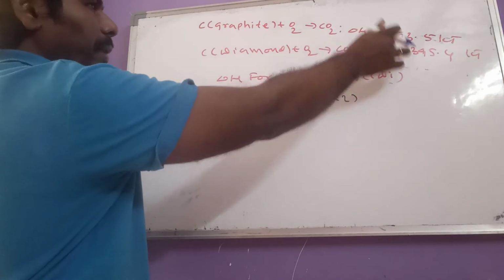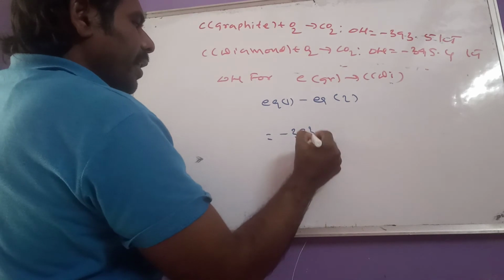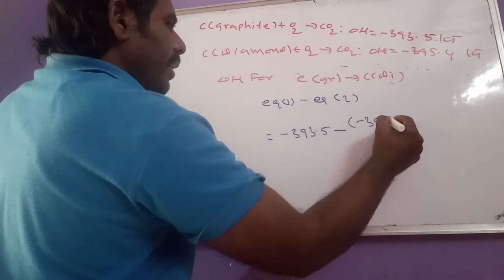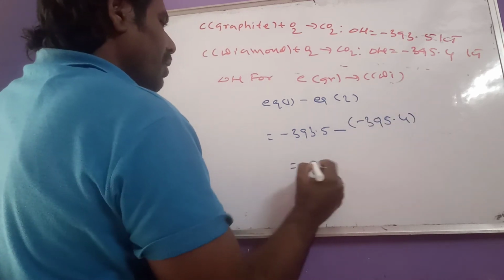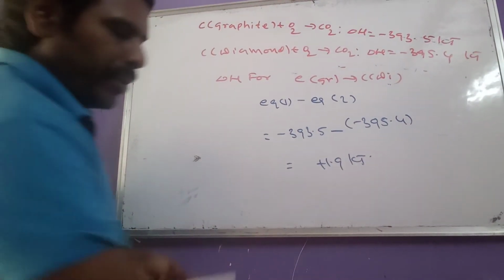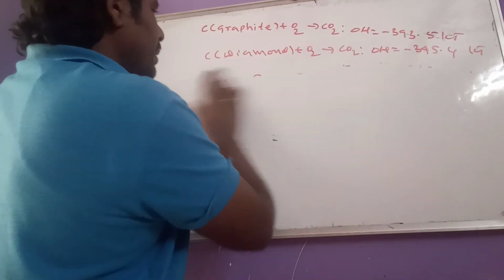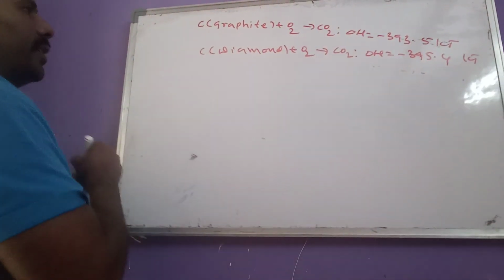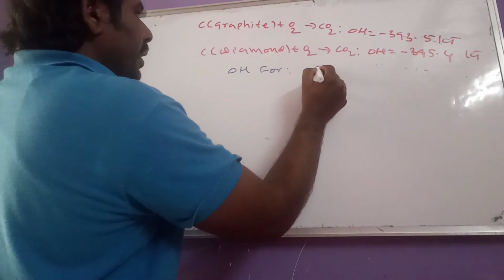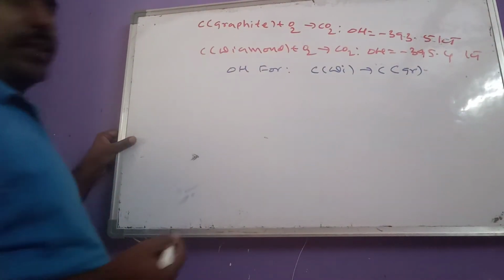The same thing we have to apply for the delta H values. Equation 1, delta H value minus 393.5 kilojoules minus of minus 395.4 kilojoules. So we get plus 1.9 kilojoules. Now, the same question, if they give in reverse direction, what is delta H for C diamond gives C graphite?